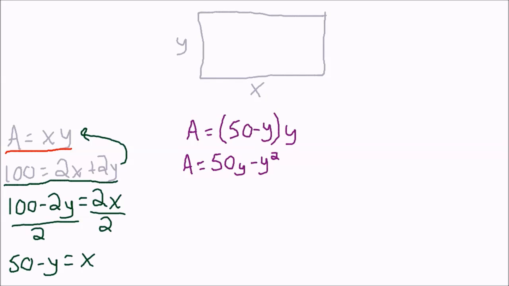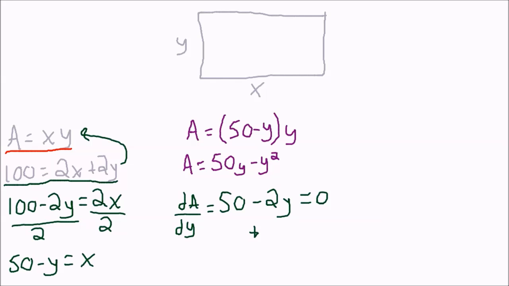So to find the largest possible area, we're going to be doing things just like we did in the previous critical point videos, taking the derivative and setting it equal to 0. So this is going to be dA over dy. The derivative of 50y is going to be 50, and the derivative of y squared is going to be 2y. And just like with the critical point problems, our derivative is set equal to 0 because I'm trying to find the maximum possible area. So from here, we're going to solve for y.